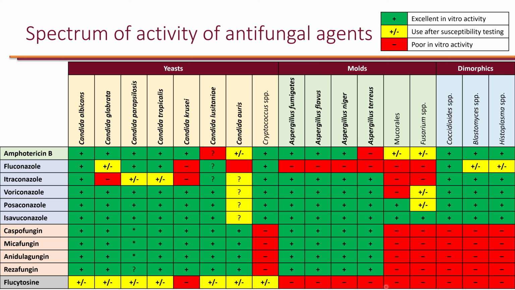And flucytosine just does not have activity against molds or dimorphics. The same can be said about echinocandins, no activity against dimorphics. So for dimorphics, we're really stuck with amphotericin B and azoles.